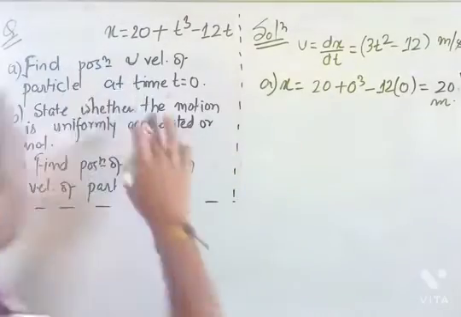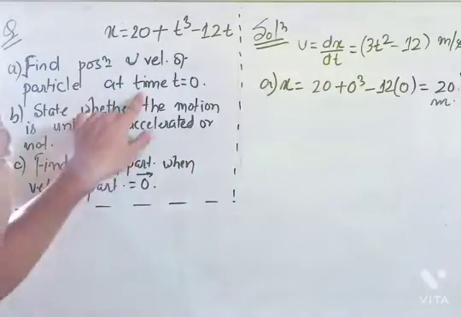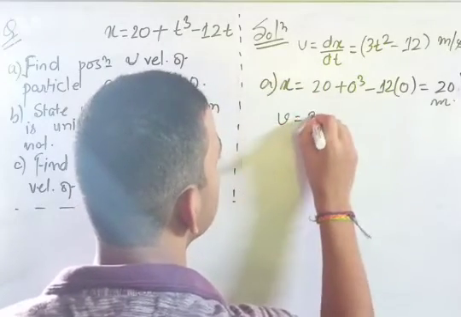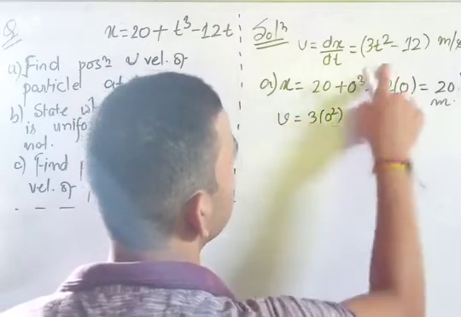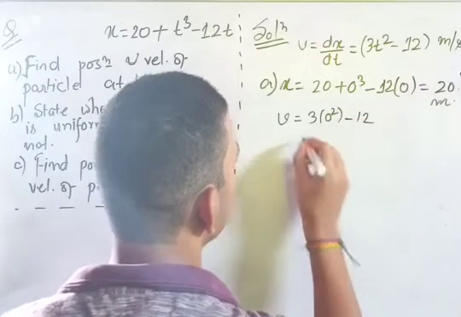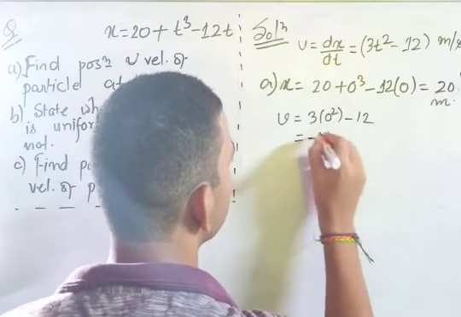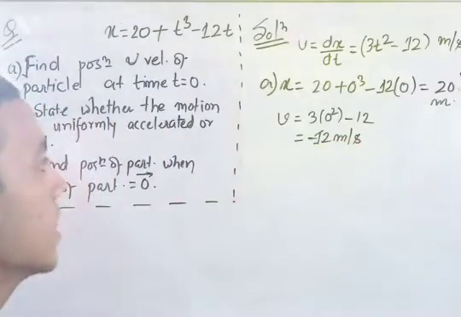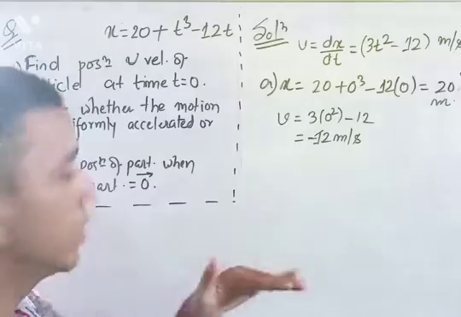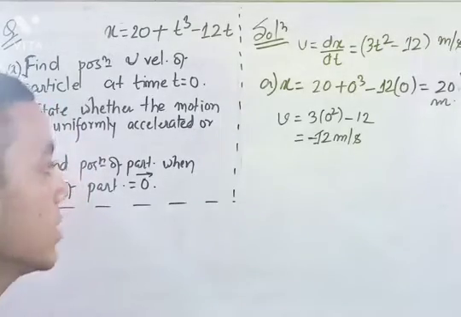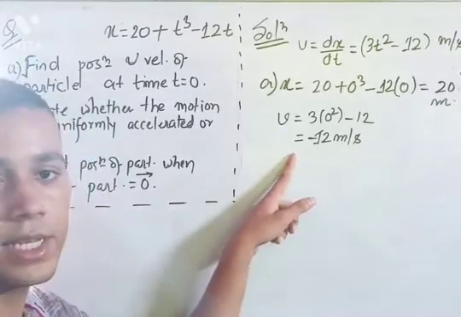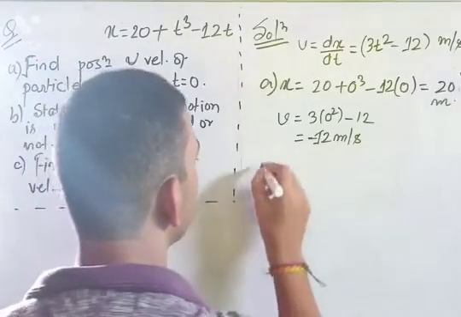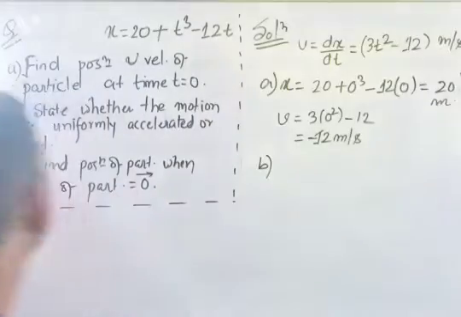Now we have to find the velocity of the particle at time t is equal to 0. So we can write from this expression v is equal to 3 times 0 square minus 12, which is equal to minus 12 meter per second. That means if we consider plus x direction as positive, then the velocity will be directed in a negative x direction at time t is equal to 0. Now let's move to part B.